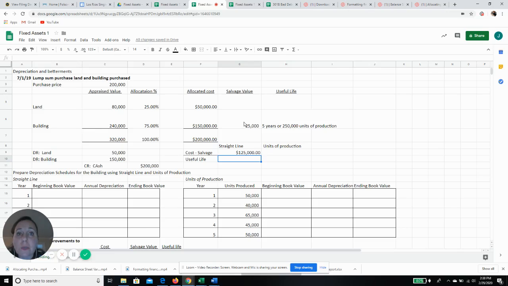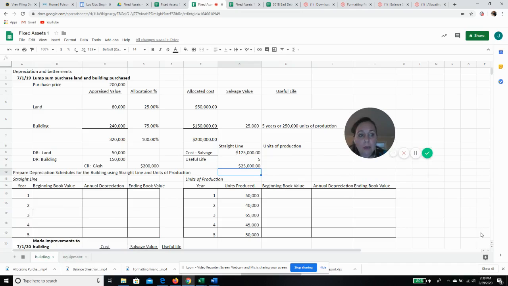When we're doing straight line depreciation, the useful life is expressed in time. In this case, we have a useful life of 5 years, so I'm going to put 5 here. And my annual depreciation is going to be the same every year. It's going to be my cost minus salvage value of $125,000 divided by my useful life of 5 years. I am going to have annual depreciation of $25,000.